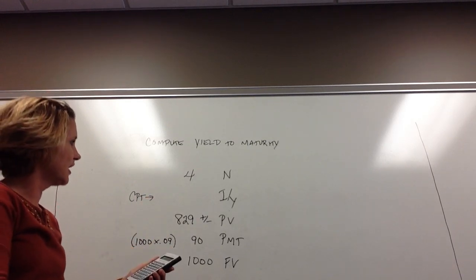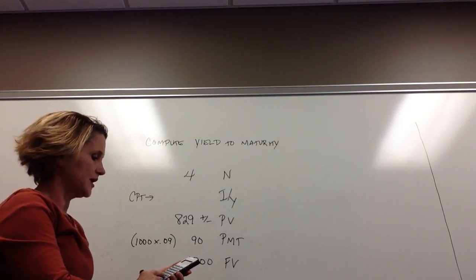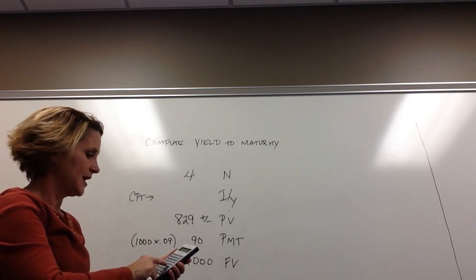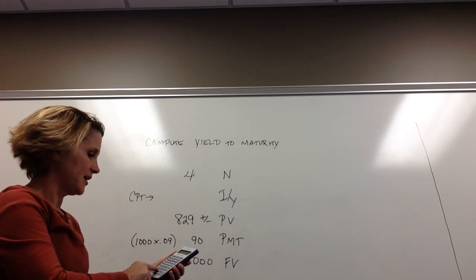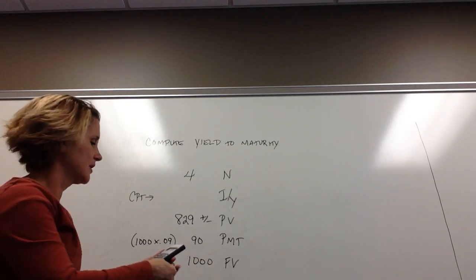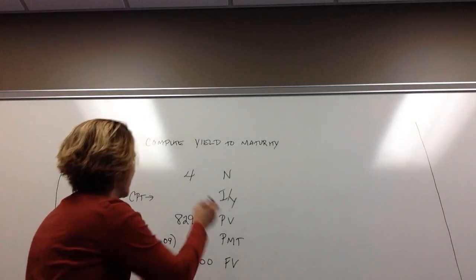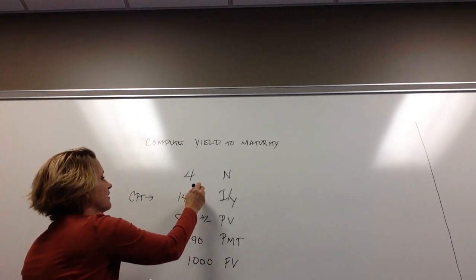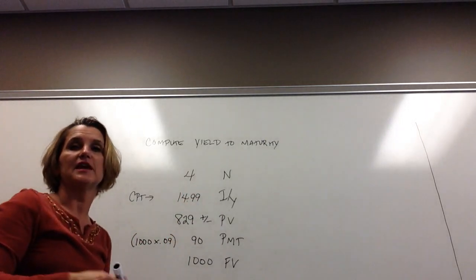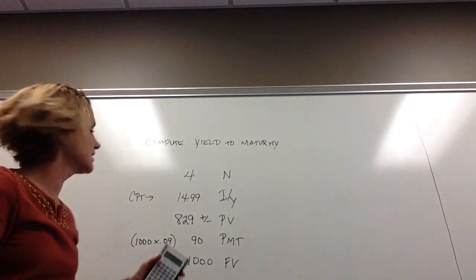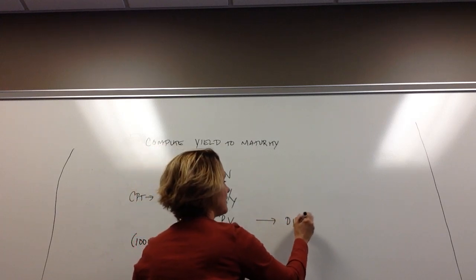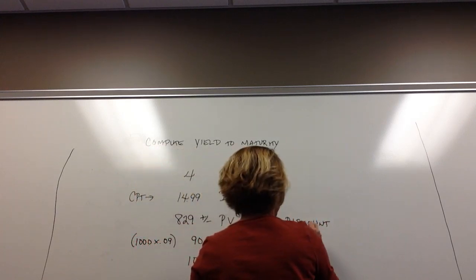So 4 is our N, 829, make that negative by pushing the plus or minus button, push your PV button, $90 payment, $1,000 future value, and then compute the I/Y. So it's 14.99%. So that's how much you would actually be earning on those bonds, or you could look at it to say that's how much the market rate was at the time that you bought those bonds. So again, these ones are at a discount because they're less than our par value.